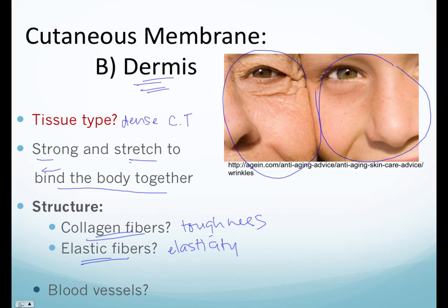Another thing we find in our dermis are blood vessels, and these are going to regulate our body temperature.